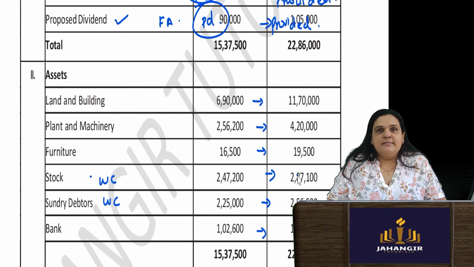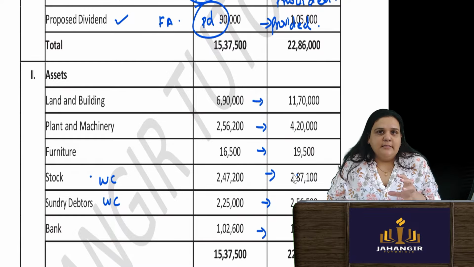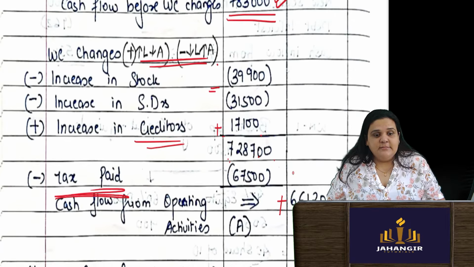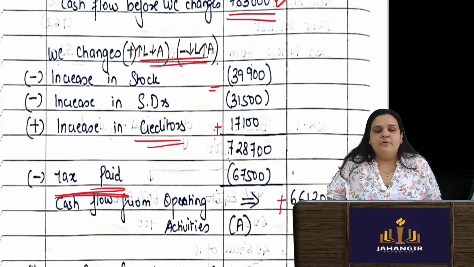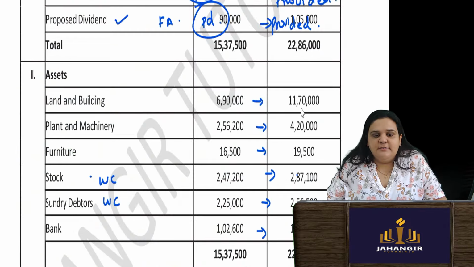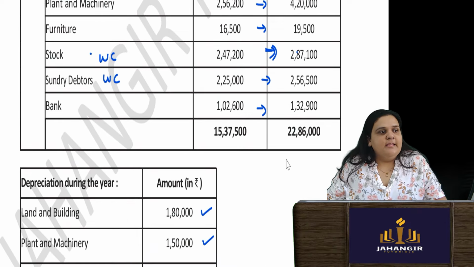Stock is increasing. If stock is increasing, it means I have not made the sales. That much amount of cash I did not get. Stock has increased, my current asset has increased. I am going to subtract it. 39,900 difference here, 2,87,100 minus 2,47,100. And even the sundry debtors, 2,25,000 to 2,56,500, have increased.